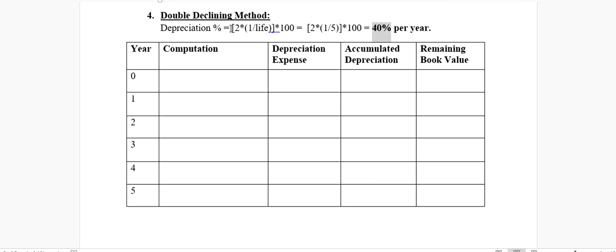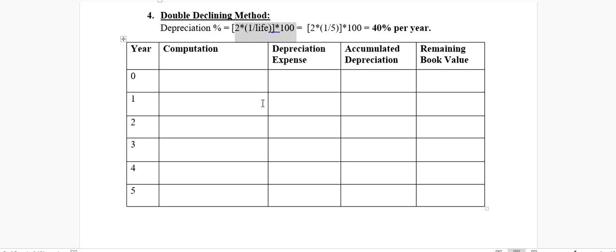The formula to calculate such a depreciation rate is that you divide 1 by the life of the asset. In our example, the life of the asset is 5 years, if you remember. So we will first divide 1 by the life of the asset, and then we will multiply it by 2. Multiplying it by 2 is the reason we call it double. Then whatever the result is, we multiply it with 100.